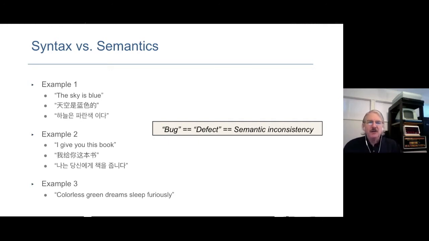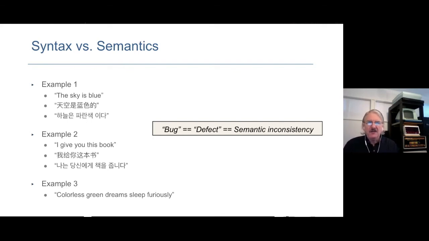So just to illustrate, the first example 1, the first statement, the sky is blue, that's fine. The second statement is Chinese. The first 2 characters are the Chinese word for sky. The third character is the Chinese word for is. The next character is the Chinese word for blue, and the last 2 characters are for colored. So sky is blue colored.